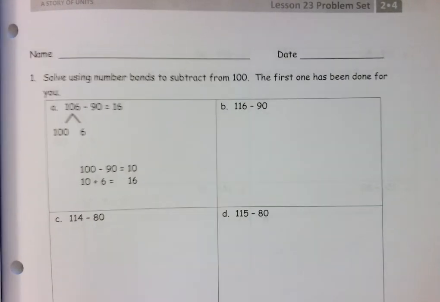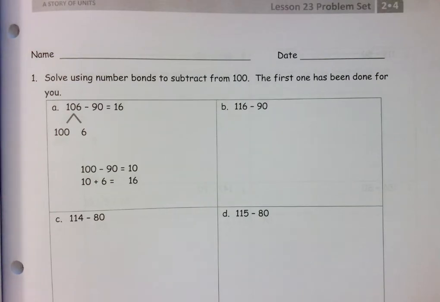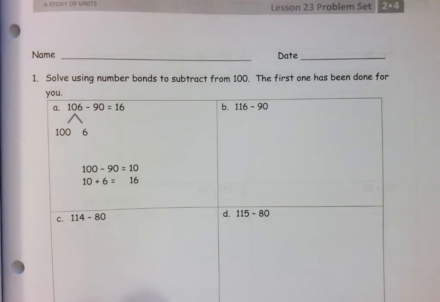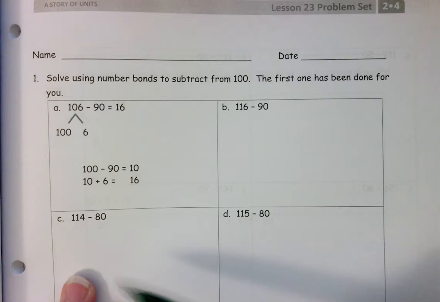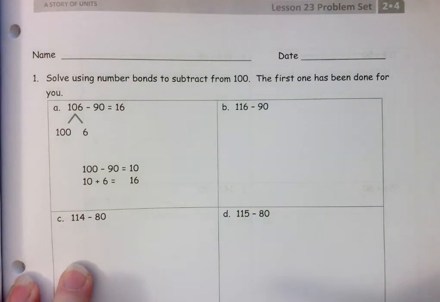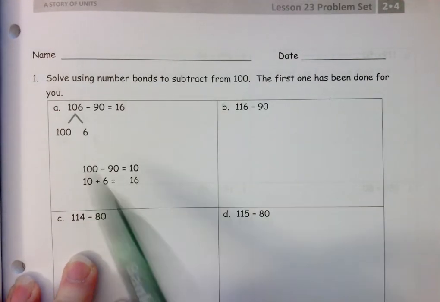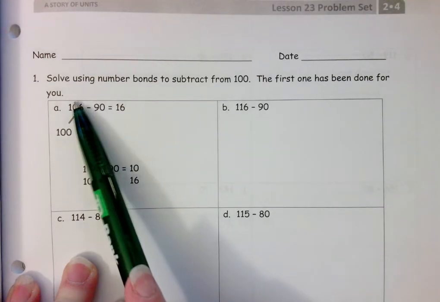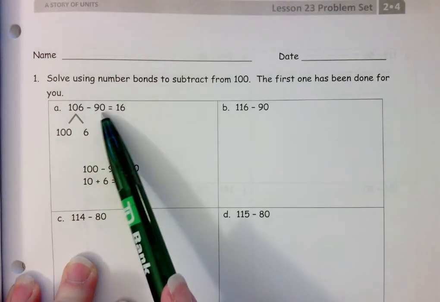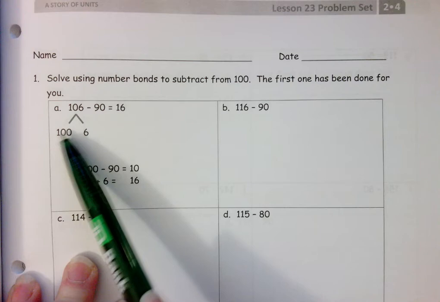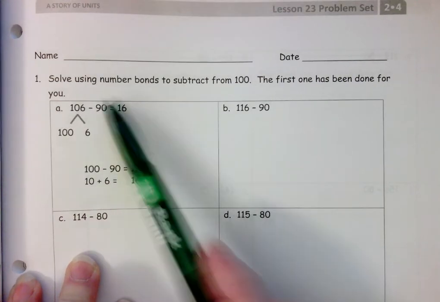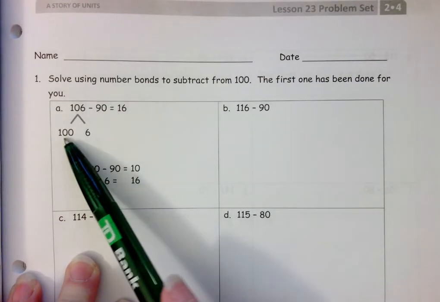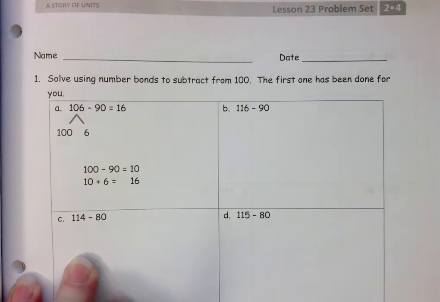In this lesson, students use their work with the Take From 10 strategy in grade 1 to help them take from 100. So for instance, in this problem here, students know how much 100 minus 90 is, so they can take 90 from 100 and have 10 left and add 6 more to it.